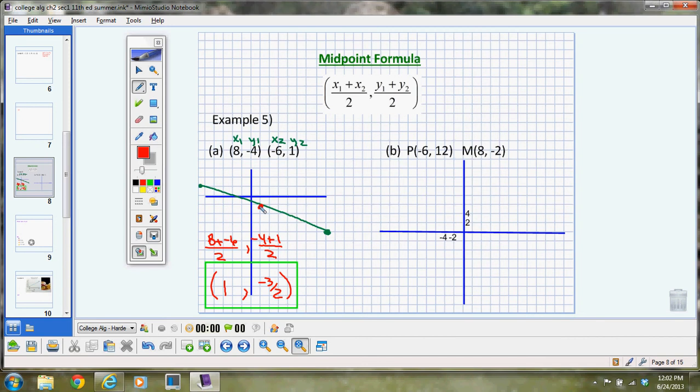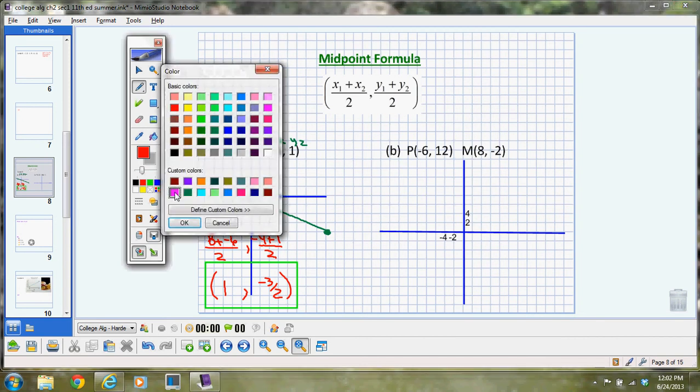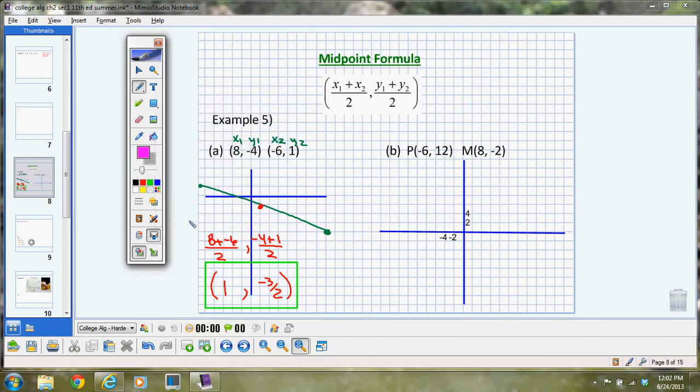Now part B is a little bit tougher. On part B, they give us an endpoint, an x1 and a y1, and then they give us the answer. They give us the midpoint. So this is my x midpoint and my y midpoint.